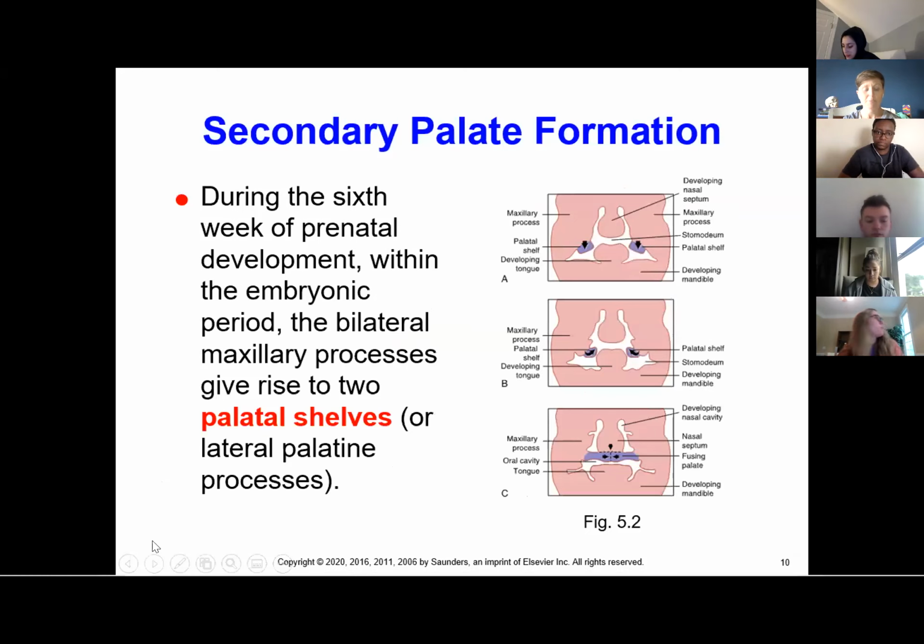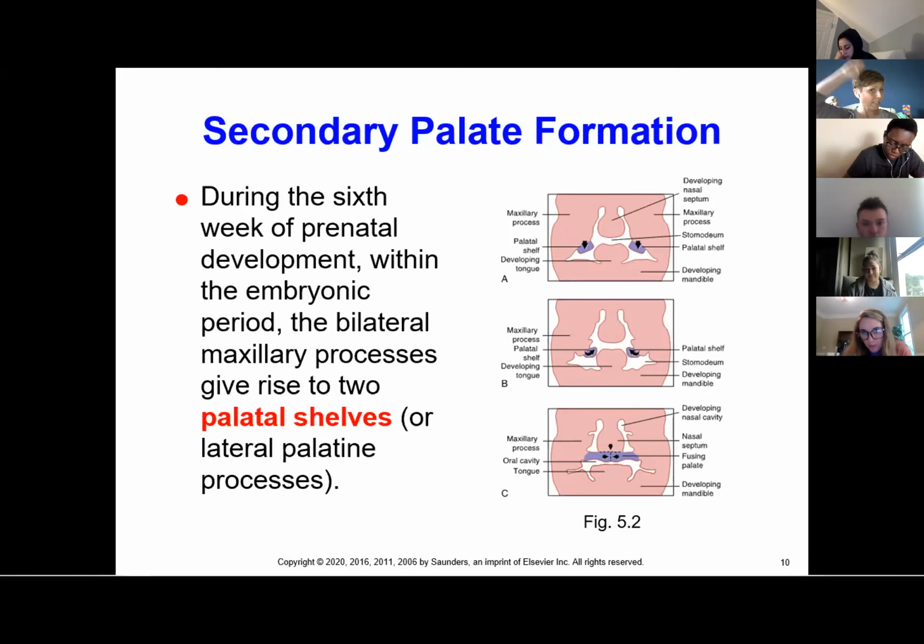All right, during the 6th week of prenatal development, within the embryonic period, the bilateral maxillary processes give rise to the 2 palatal shelves. You can see right here, here's your 2 little palatal shelves. This is your developing tongue. So imagine you're cut like right here, and you're looking at someone from the back. Does that make sense? No?